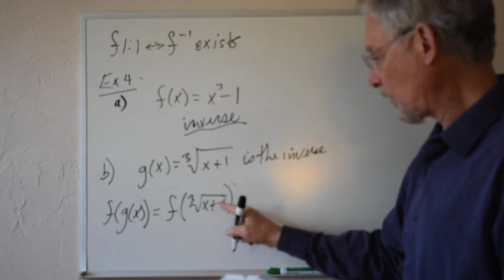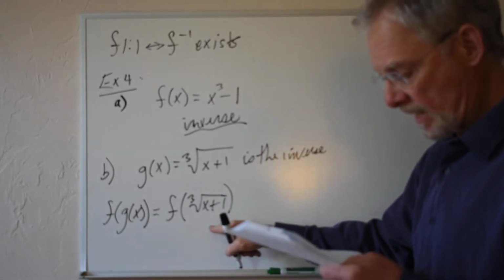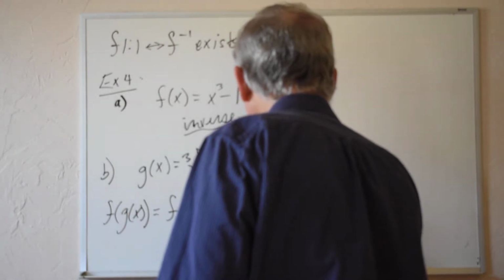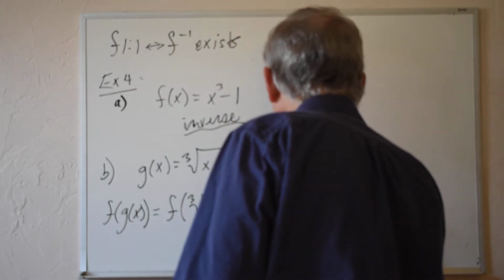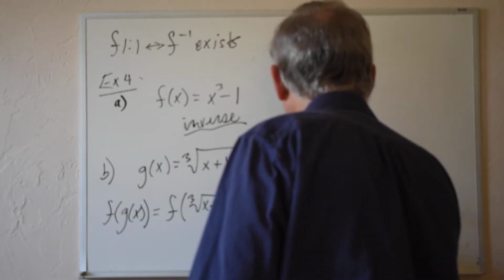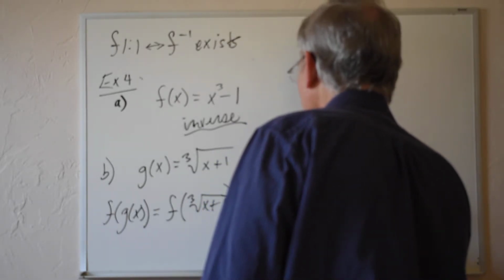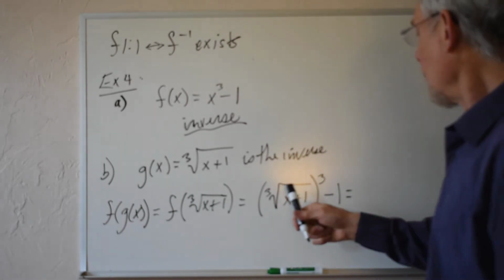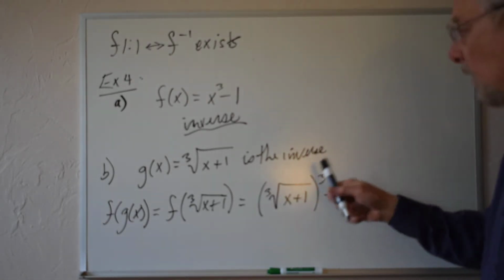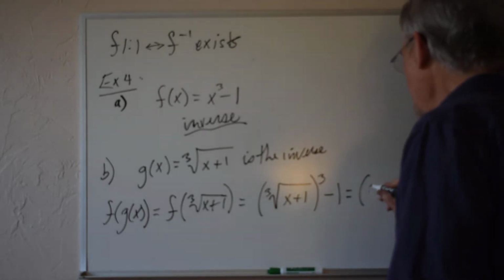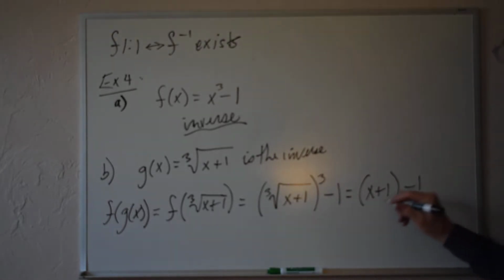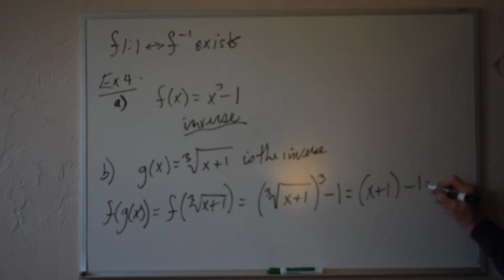Right, I replace g of x with its definition here, and now f is the function that takes whatever you give it. In this case, I'm giving it the cube root of x plus 1. Takes whatever you give it, and it cubes it, and then it subtracts 1. The cube root of anything cubed is just that thing. So that gives us back x plus 1. And of course we have this minus 1 over here. The minus 1 and the plus 1 will cancel each other out. I get x. So it looks good.